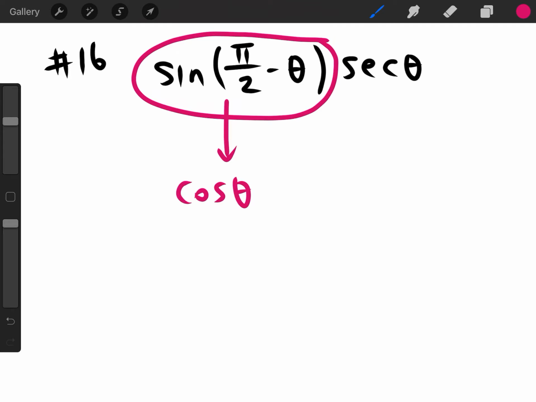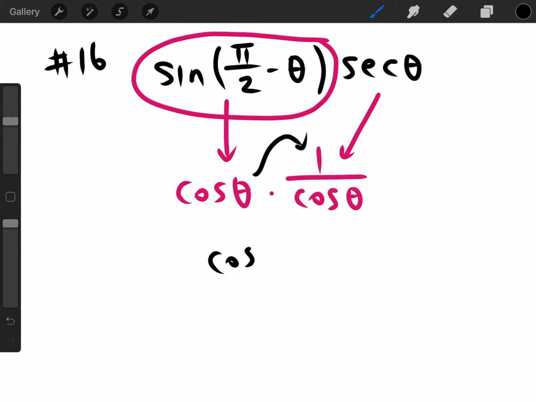And then secant, we know that the identity is that this is the reciprocal of cosine. So it's 1 over cosine theta. If you don't feel comfortable with canceling out, you can just multiply the numerator and say this is cosine theta over cosine theta. So this will equal 1.